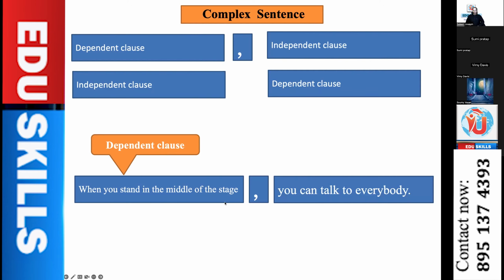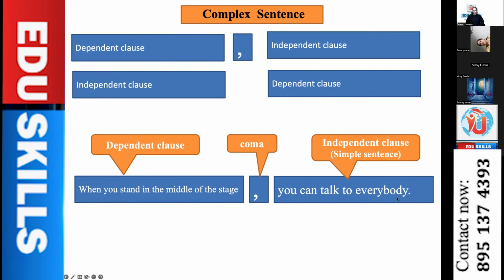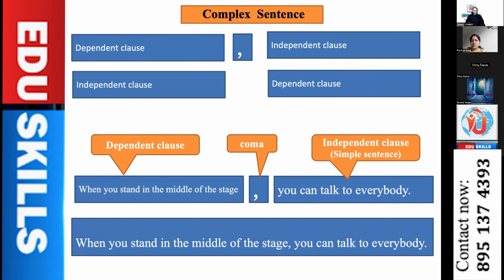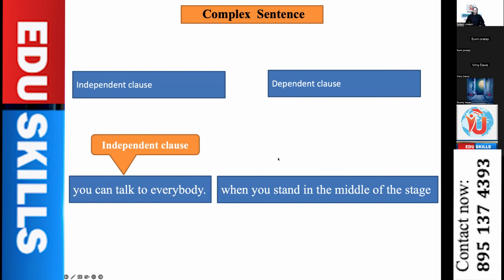Here is a general example: "When you stand in the middle of the stage, you can talk to everybody." Dependent clause, comma, then the independent clause at the end. You need a comma because you started with "when you stand in the middle of the stage," which itself doesn't make perfect sense. That's why it is known as a dependent clause. After "the middle of the stage" there is a comma because the dependent clause comes first. Now "you can talk to everybody": no full stop here. Okay, that's a mistake.